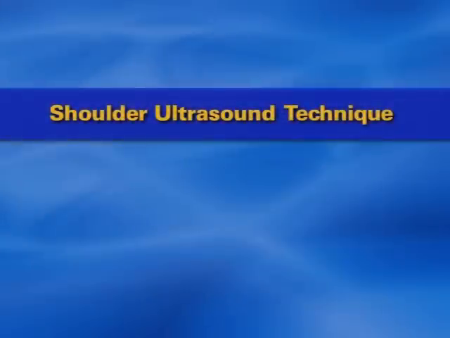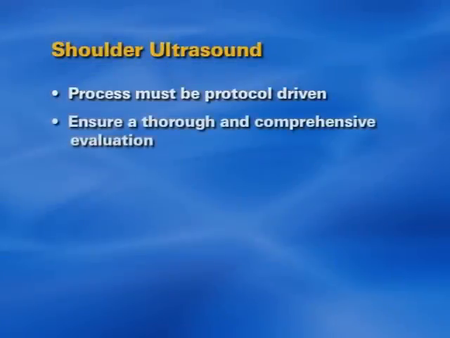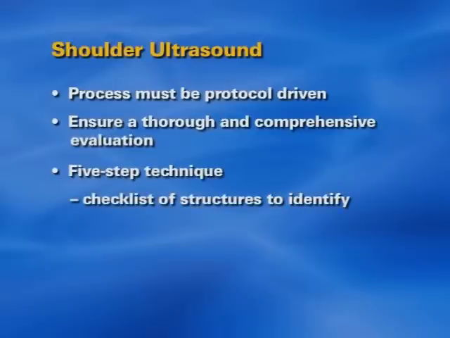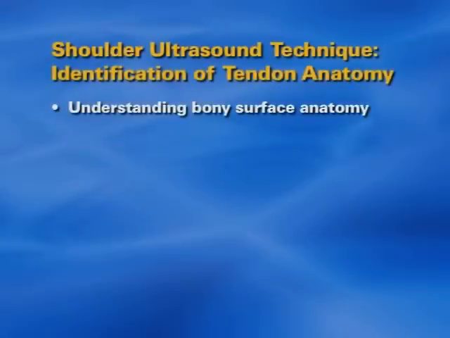In this video, I will demonstrate how I complete a shoulder ultrasound examination. It is important that this process is protocol-driven to ensure a thorough and comprehensive evaluation. My shoulder ultrasound examination is divided into 5 steps, where each step has a checklist of structures to identify. One key to identification of tendon anatomy is to understand bony surface anatomy, which will be emphasized in this demonstration.